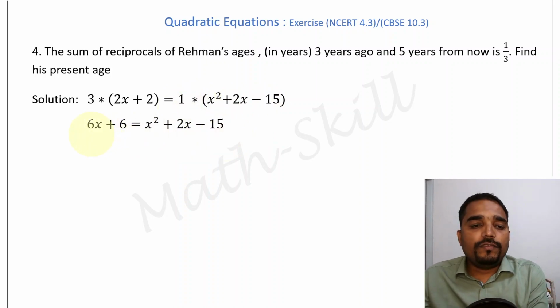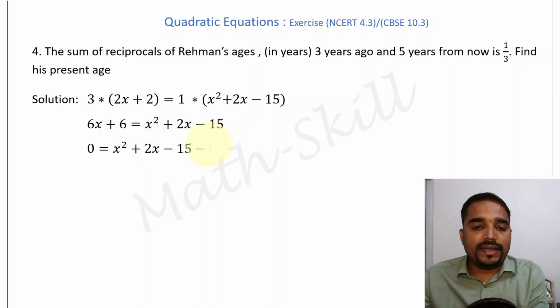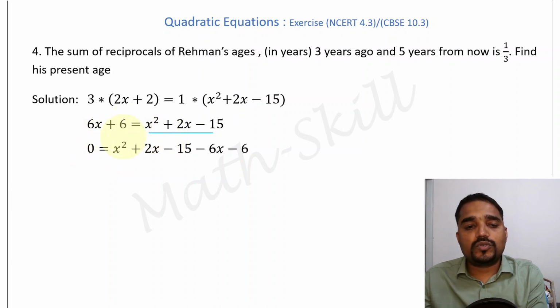So, here we have like terms on either side of the equals to, that is, let us transpose all the terms of LHS towards the RHS. Therefore, upon transpose, plus 6x becomes minus 6x and plus 6 becomes minus 6, whereas the terms of RHS would remain as it is, that is x square plus 2x minus 15. So, since all the terms of LHS have got transposed to RHS, LHS is 0 here.